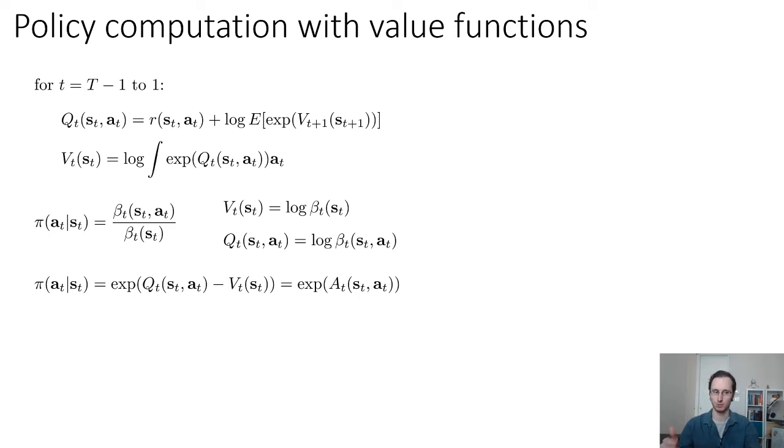Actions with higher advantage are more likely, the action with the largest advantage is the most likely, and actions become exponentially less likely as their advantage decreases. That seems like a fairly intuitive notion.